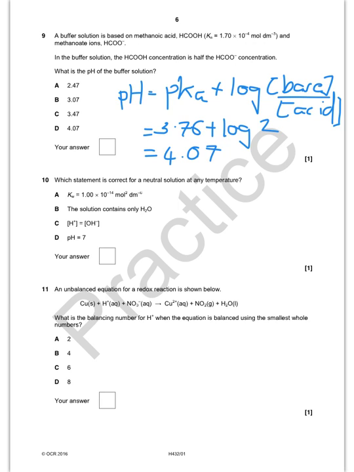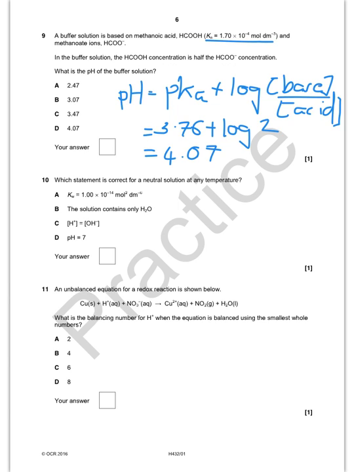Right, so moving on to question 9, we've got to do a buffer calculation. So I popped in our buffer equation there. pH equals pKa plus the log of the concentration of the base over the acid. Now they told me the Ka there, so I can easily work out the pKa of methanoic acid, which I've done as being 3.76.